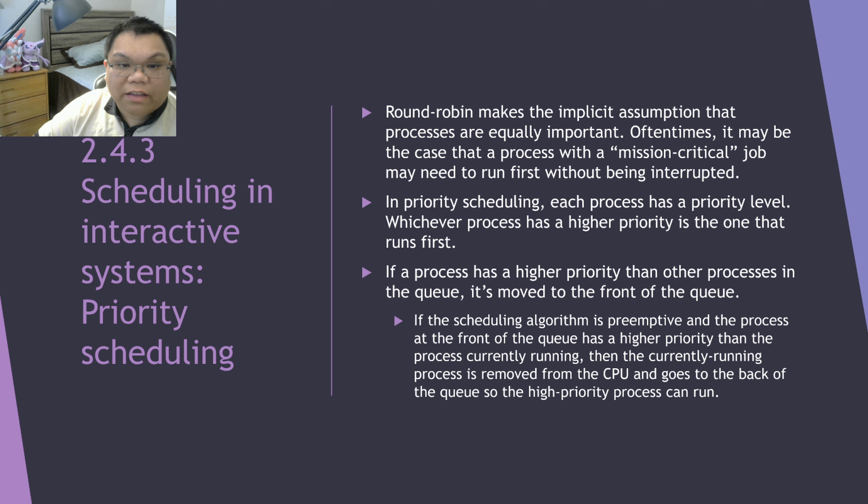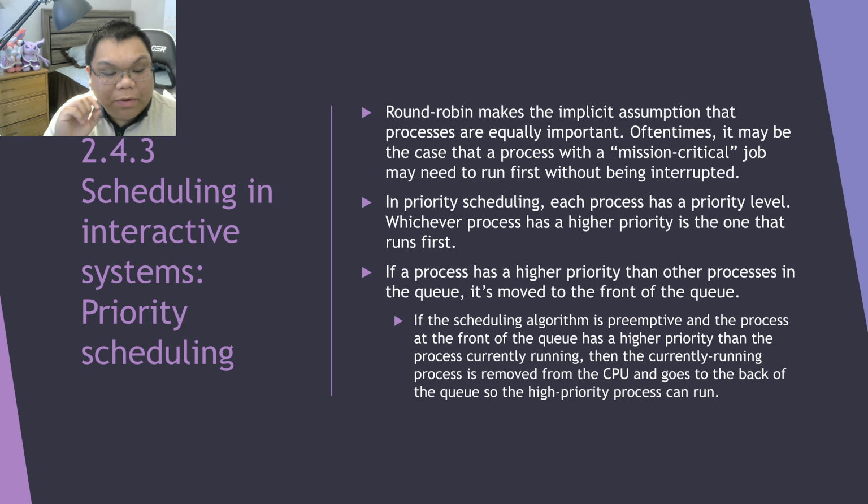So priority scheduling. Round robin makes the implicit assumption that processes are equally important. Oftentimes it may be the case that a process with a mission critical job may need to run first without being interrupted. So in priority scheduling, each process has a priority level.